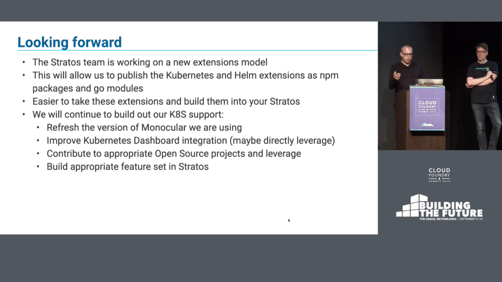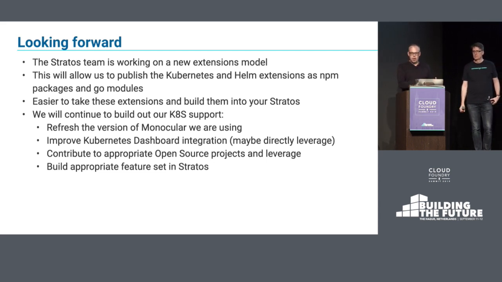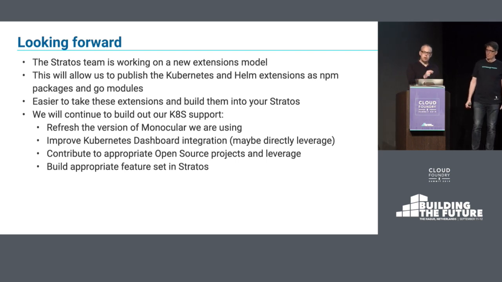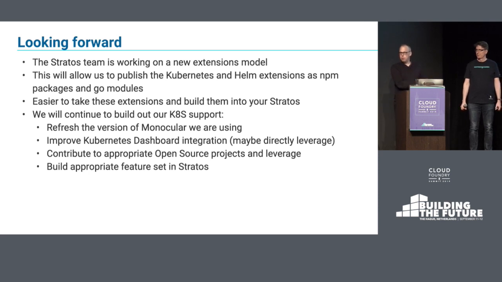So we've talked about extensions. Up until now, Stratos has a particular way of doing extensions. We're in the process of changing that. What we want to do is allow people to build their own extensions and maintain them in their own repositories. Then when you build a version of Stratos, you can choose which extensions get included. At the moment, both the Kubernetes and the Helm extensions are inside of SUSE's version of Stratos. We want to be able to pull those out and have them in a separate repo.